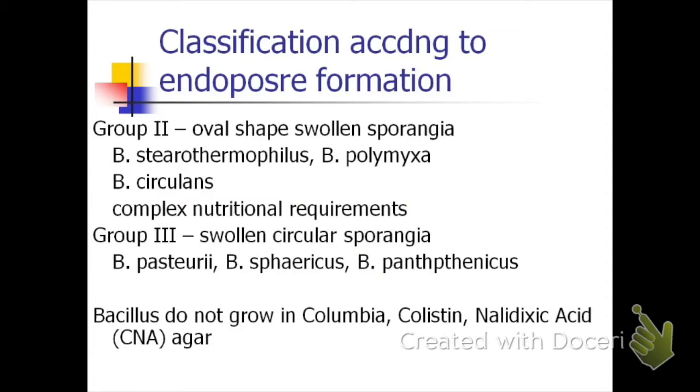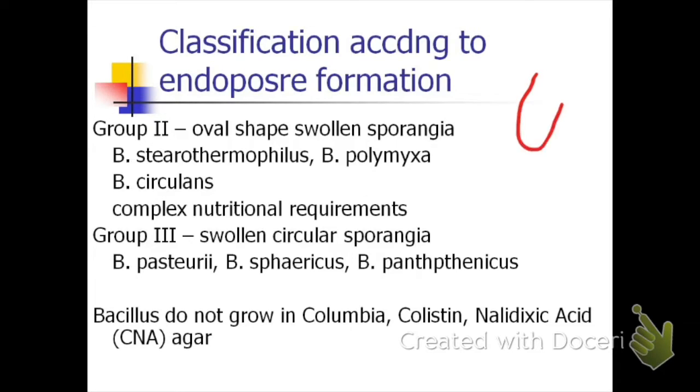Okay? And then group 2, oval-shaped spore: Bacillus stearothermophilus. Are you familiar with this? This one is being used as an indicator in the autoclave. If you want to check whether the autoclave has been effective or not, the indicator organism, we call it a biological indicator. So that's Bacillus stearothermophilus. And Bacillus polymyxa is the source of polymyxin.